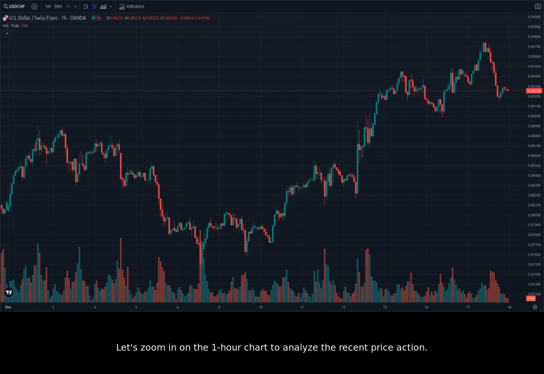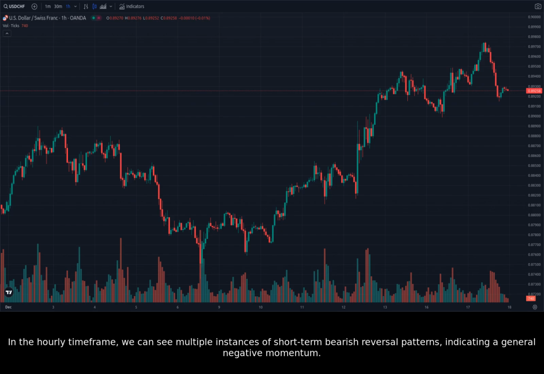Let's zoom in on the 1-hour chart to analyze the recent price action. The hourly chart shows increased volatility. The increase in volatility reflects the uncertainty in the market. In the hourly time frame, we can see multiple instances of short-term bearish reversal patterns, indicating a general negative momentum.